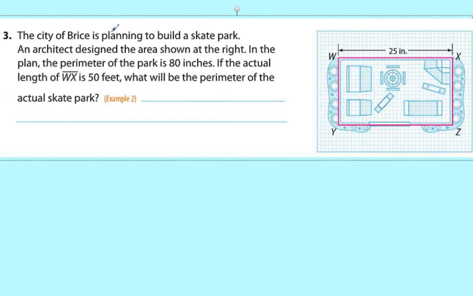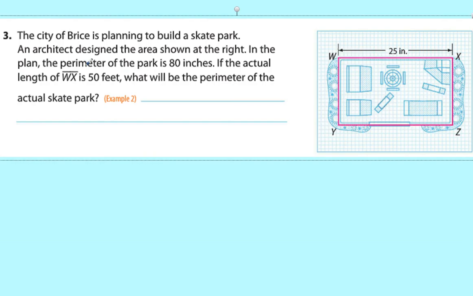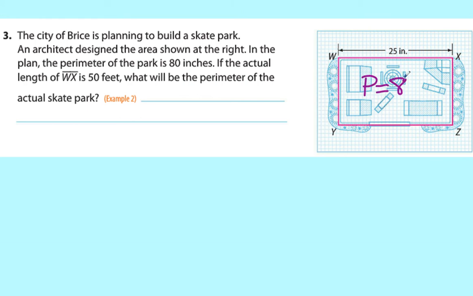Okay, so 2 we talked about. We set that one up. If you forgot, set it up just like this one. They're essentially the same problem, just different numbers. Alright, number 3. City of Bryce planning to build a skate park. That's cool of them. Architect designed the area shown to the right. In the plan, the perimeter is 80 inches. So I know that this perimeter is 80 inches.